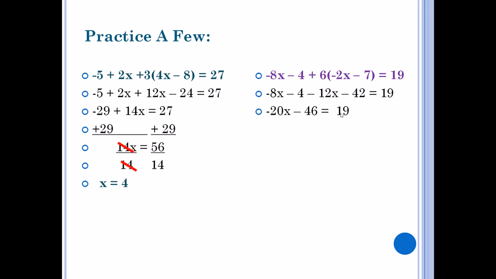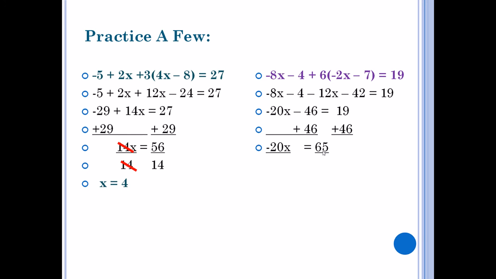Now we can start balancing things out or unbalancing them. Well, we have to keep it in balance, so don't unbalance it. Here we go. In order to get x alone, we're going to do order of operations backwards. So we're not going to get rid of multiplying first. We have to get rid of subtraction first. And the opposite of subtracting 46 is to add 46. And -46 plus 46 is 0, which leaves me just this -20x on the left. And 19 plus 46 gives us 65.